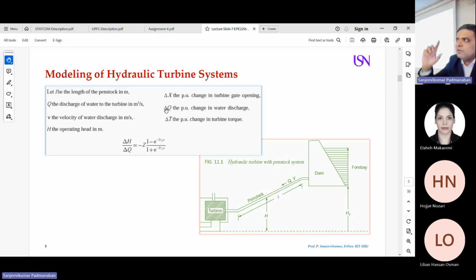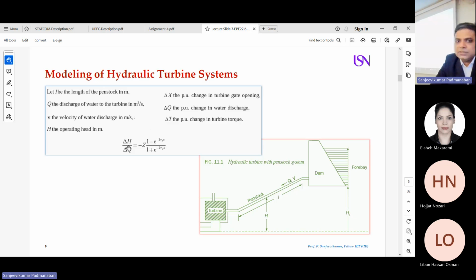So don't forget, Q means our mind goes to reactive power. In a hydro power plant, Q also represents the water discharge. So delta Q is a small change, a deviation in your water discharge in per unit. And delta T is the turbine torque. Whatever the turbine has, the torque is produced by the synchronous machine. It is a small change because you have a small change in discharge of water. That small change in water can make your turbine have a different torque. So for the small torque change we use delta T.